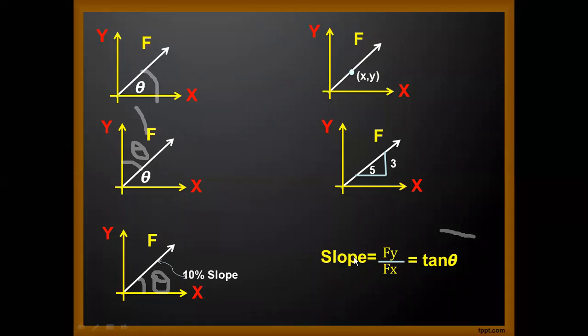So one thing we have to remember, slope should be equal to f of y by f of x, which is equal to tan theta, and always the tan theta is taken with respect to the horizontal axis. And this is the end of the chapter. Thank you.